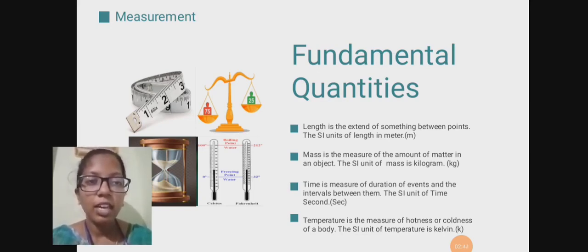Next we can see temperature. Temperature is the measure of hotness or coldness of a body. In the rainy season we can see some bodies are hot, so we use a thermometer to find the temperature in Kelvin. In cold weather you can also calculate minus 21 degrees Celsius. When you write the unit, it means Kelvin.